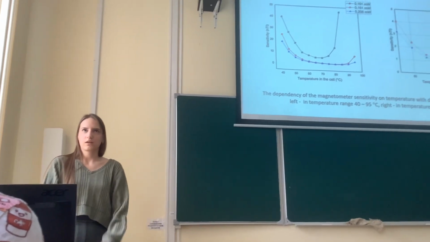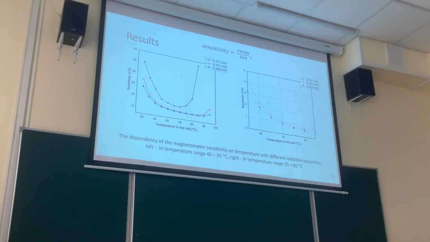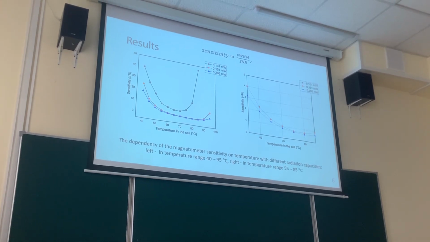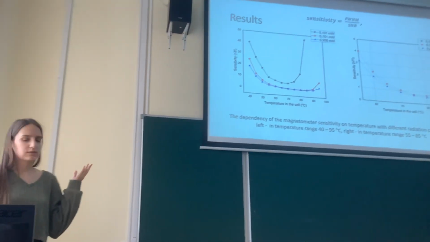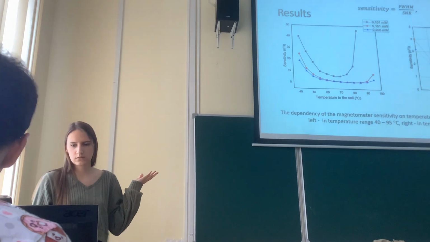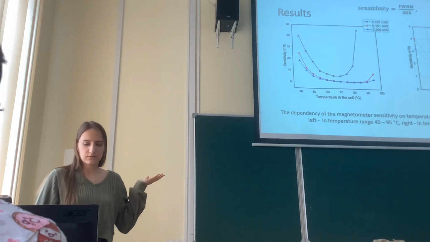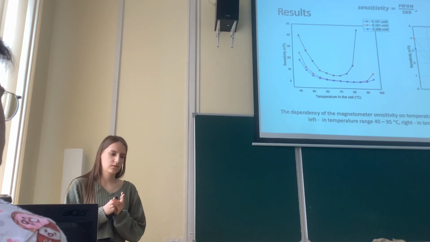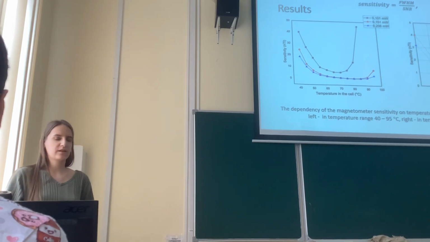So we obtain the harmonic resonances at different temperatures of the cell and different power of the light beam, and after data analysis, we construct these graphs. These are the dependencies of sensitivity of our magnetometer on temperature. Sensitivity is the minimum variation of magnetic field which our device is able to detect.